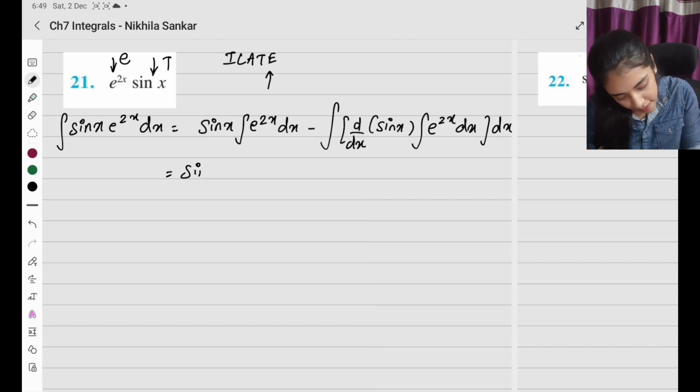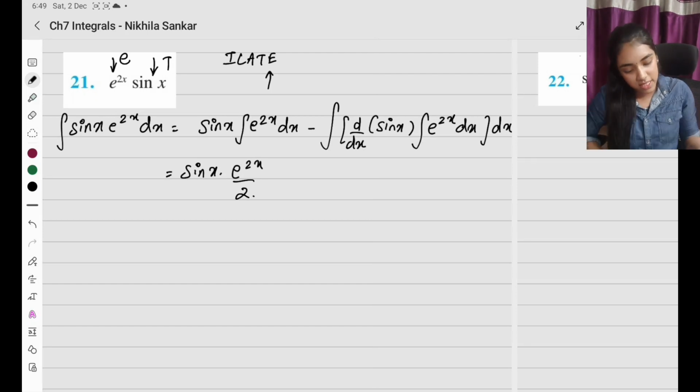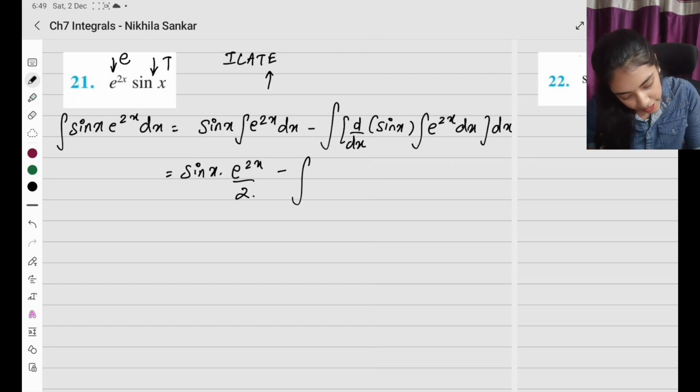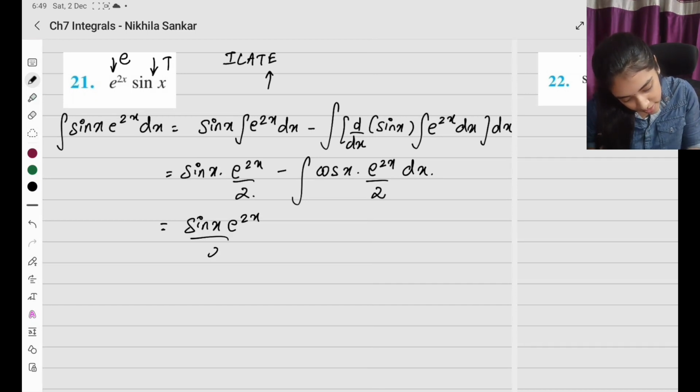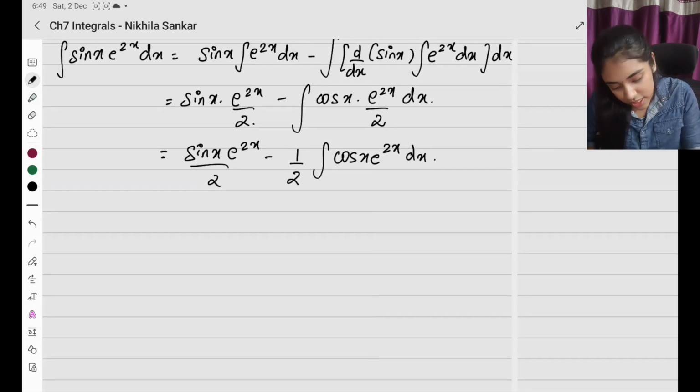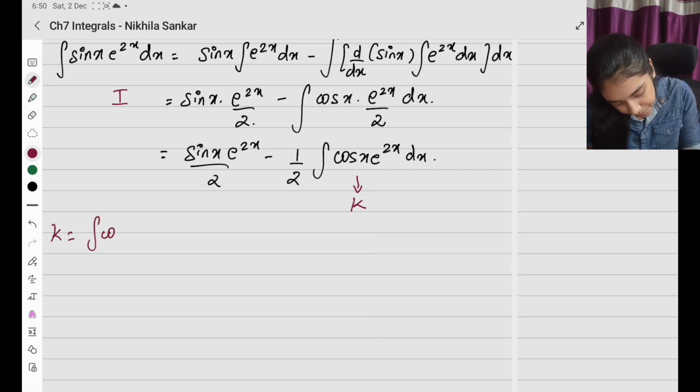So this is sin x times e to the 2x divided by 2. Integrate பண்ணும்போது coefficient of x divided by 2 minus integral of d by dx of sin is going to be cos x times e to the 2x is again e to the 2x divided by 2 times dx. So this is going to be sin x e to the 2x divided by 2 minus 1 by 2 integral of cos x e to the 2x times dx. So this is I and this is some k ன்னு எடுத்துக்கிறேன். So இப்போ நான் k வை solve பண்ண போறேன். K equals integral cos x e to the 2x. This again integration by parts.